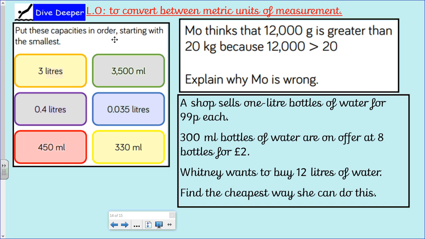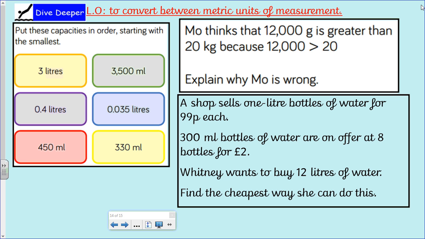Right, I'm just going to very quickly show you the dive deeper. Put the capacities in order, starting with the smallest. You've got a mixture of litres and millilitres there. I expect you all to be able to have a go at that. Change them all to one thing. Change them all to litres or change them all to millilitres. I'll probably go to millilitres looking at those.